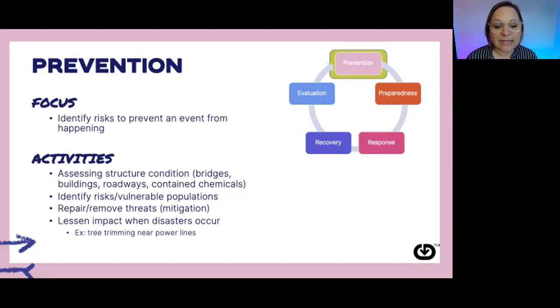And then lessening the impact for when disasters do occur. For example, a community may do tree trimming around power lines so that if a tree falls down during a tornado or a severe storm, it's less likely to take power lines down with it. And you can see just from the activities that we're talking about that there are a lot of different agencies and people that are going to be involved in the prevention strategy for disaster management.